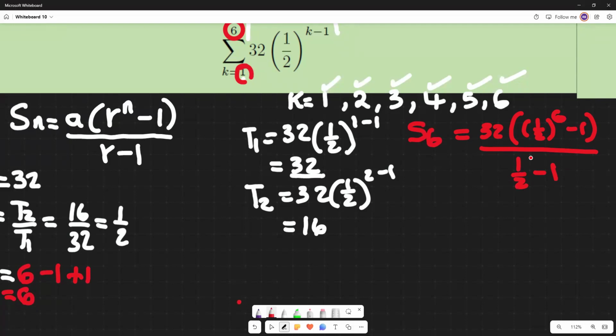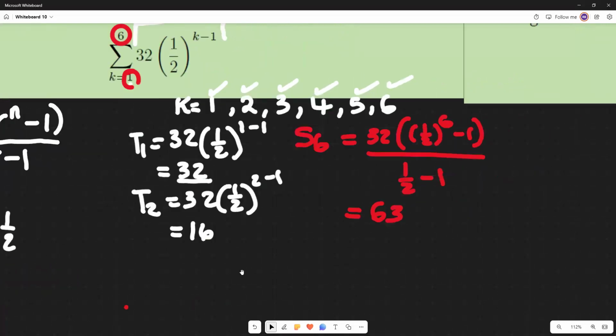So our a is 32. Our r is half to the power 6 minus 1, and then we close the bracket. At the bottom, we have half minus 1. That gives us 63, which means the sum of the first 6 terms of this pattern is 63.